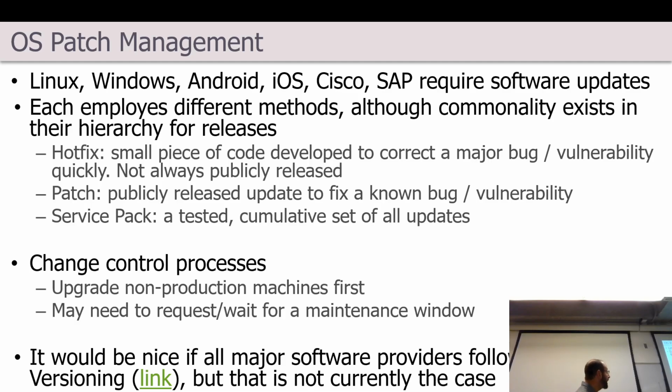Each of those, as I mentioned, have different methods. There's usually some sort of commonality in the release, but not everyone uses the same terminology here. In the Windows world, I used to hear a lot about hot fixes, which was a very small piece of code that was meant to correct a major bug that had to be corrected instantaneously, that could not wait until the next scheduled release. Then you have this concept of just a patch. We looked at a couple patches already, which is usually a more publicly released update to fix a known bug or known vulnerability.